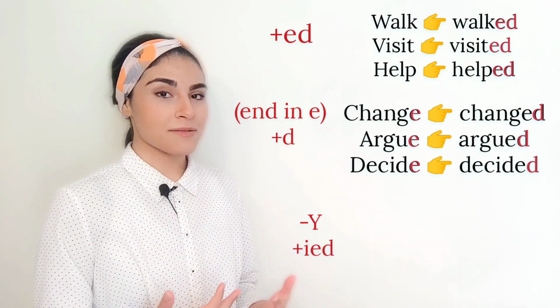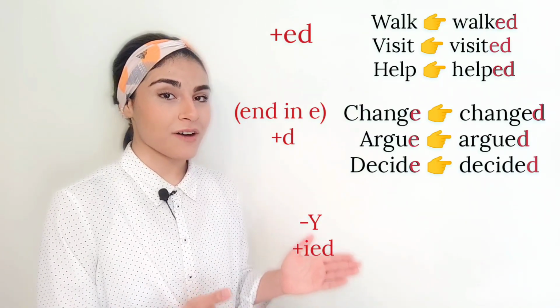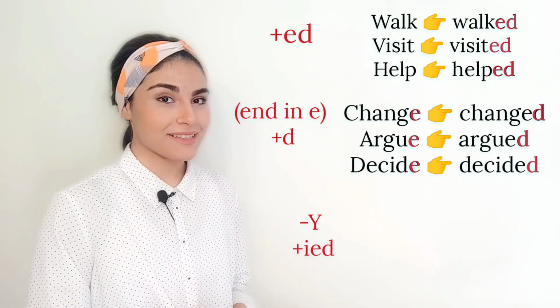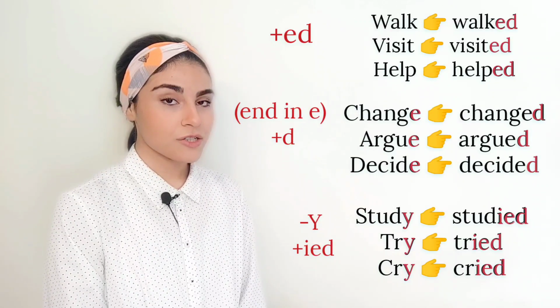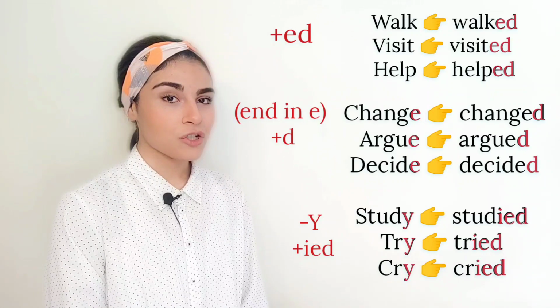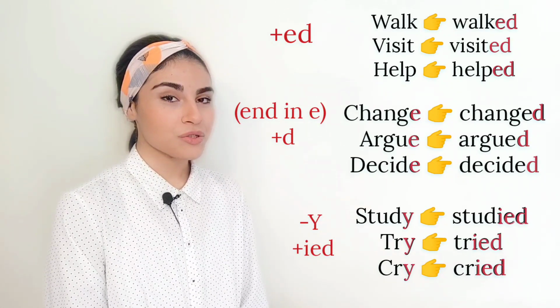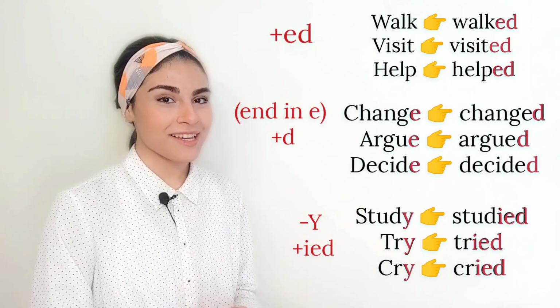There are some verbs that end in y. When we want to add ed, we remove that y and we add ied. Study, studied, try, tried, cry, cried. So we remove that y and we add ied.